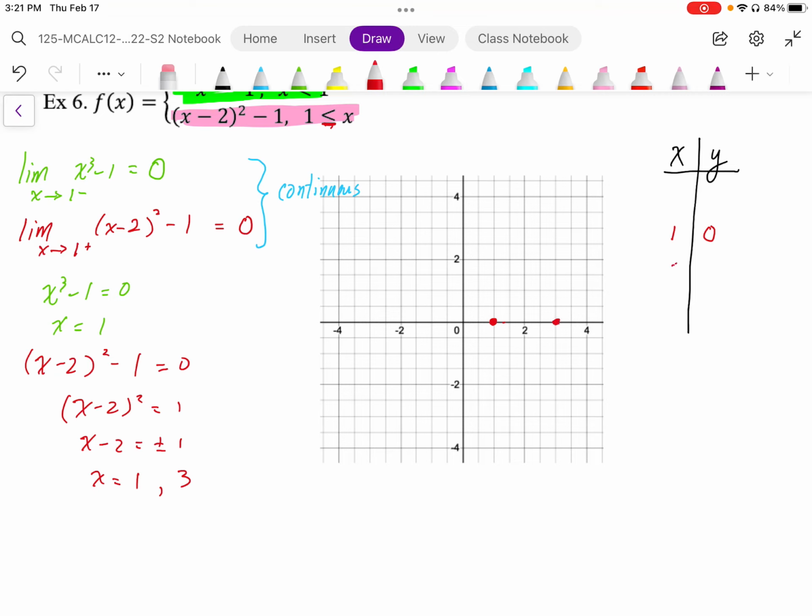At 3 and 0, I know I have a vertex in there, so I'm going to leave a bit of space here. At 3 and 0, I have another 0. So these are my zeros. I'm just going to block this off here. This is calculating my zeros.